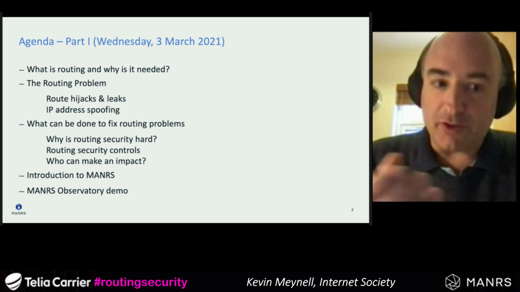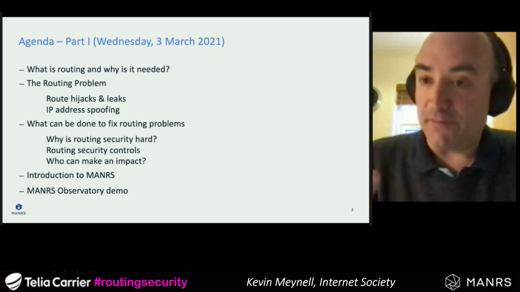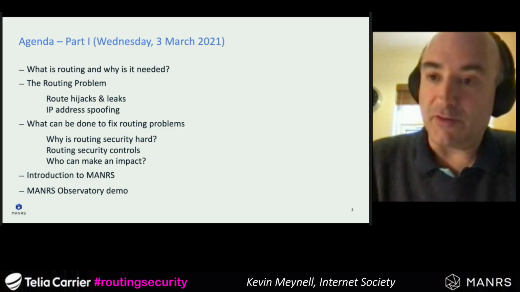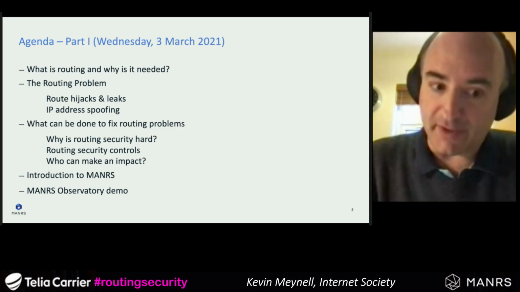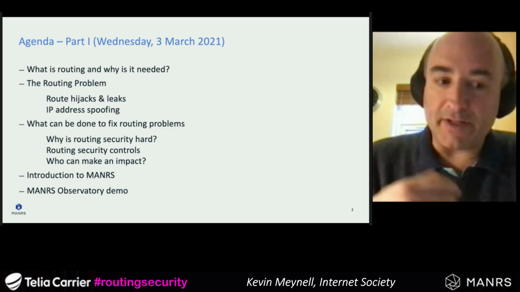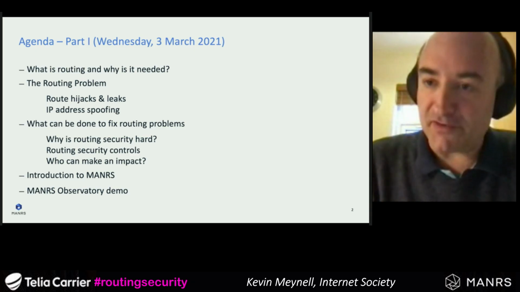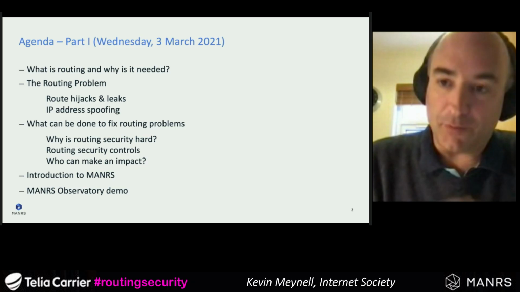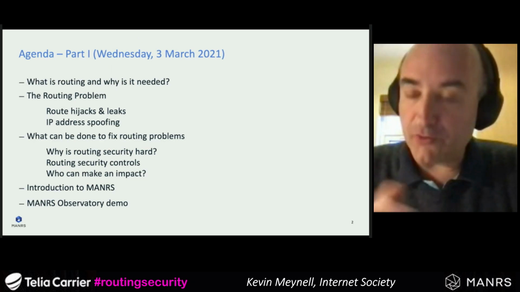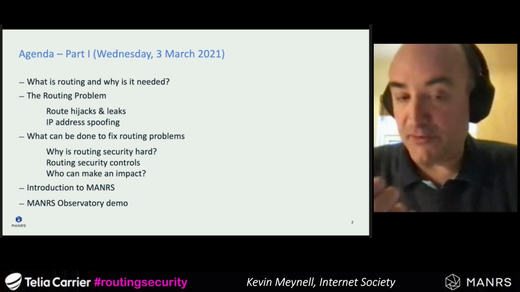Then I'm going to talk a little bit about what can be done to fix the routing problems. Why is routing security so hard? What routing security controls can be implemented, and who should be doing this? Finally, I'm going to give an introduction to MANRS itself, the MANRS initiative, and I will give a demonstration of a tool that we have called the MANRS Observatory.